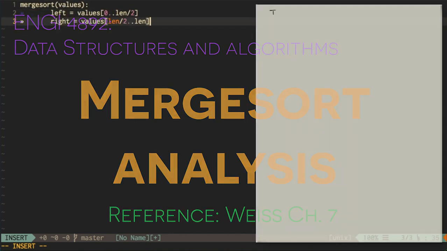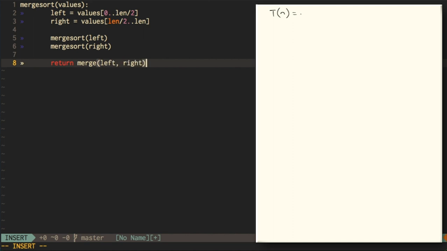The time it takes to merge sort n elements is the time it takes to merge them, which is linear, plus twice the time it takes to sort each half. The time it takes to sort one element is trivial, or constant time. So now we have an expression in terms of n and t of n over 2, but what is t of n over 2?